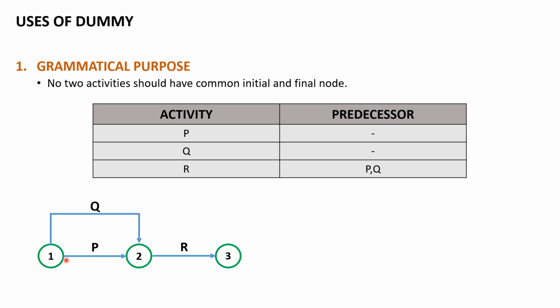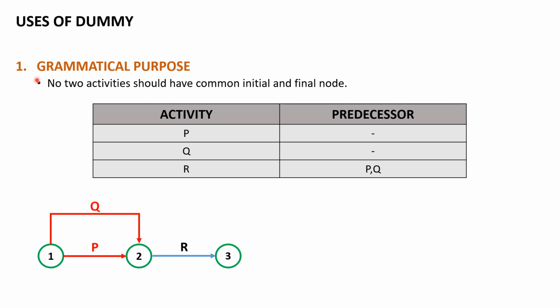But the problem arises at event number 2. What is happening at event number 2 is that both these activities P and Q, which have a common initial event, also have a common final event. We can see here activity P starting from event 1 and ending at event 2. Similarly, activity Q starts from event 1 and ends at event number 2.